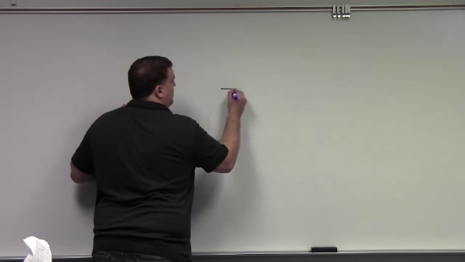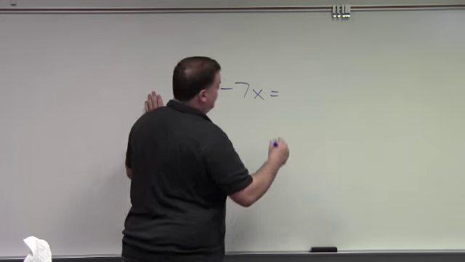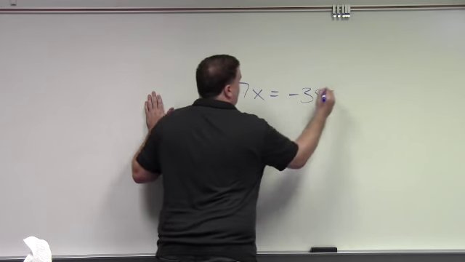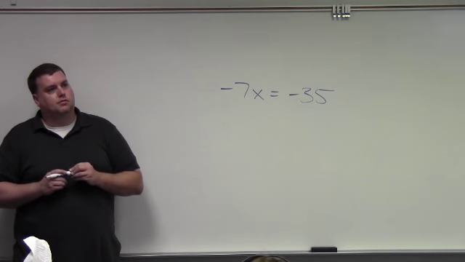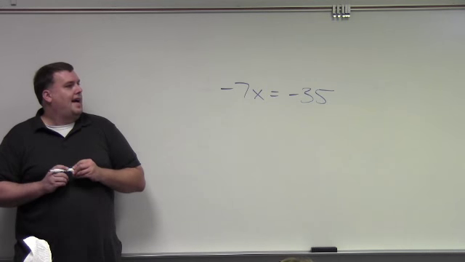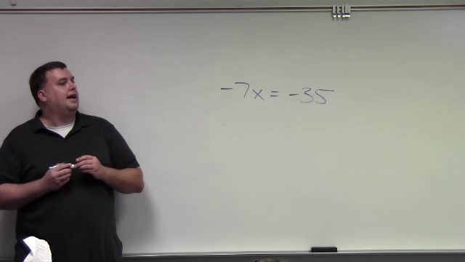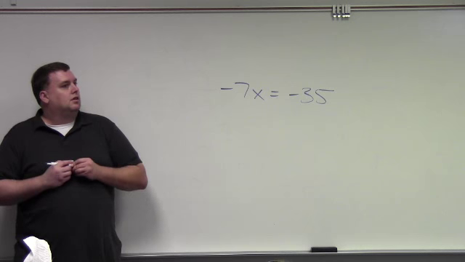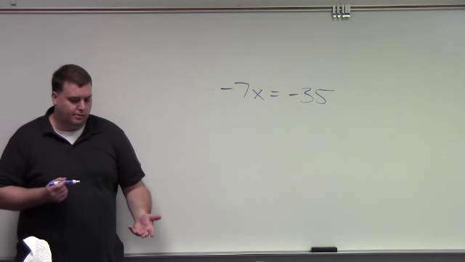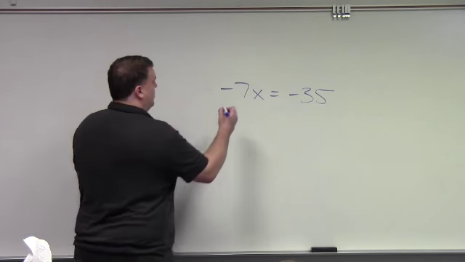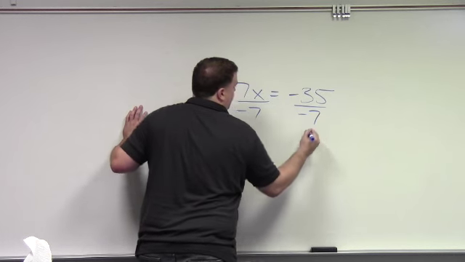So let's talk about multiplication and division. If I want to get rid of that negative 7 to get x by itself, what would I have to do? Divide, right? Why wouldn't I add 7? Because it's negative 7x. And what is that negative 7 doing to that x? It's multiplying. So we have to use the opposite operation. So we're going to divide by negative 7.